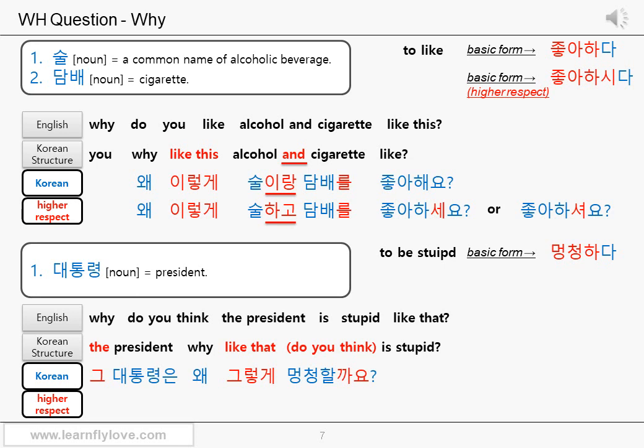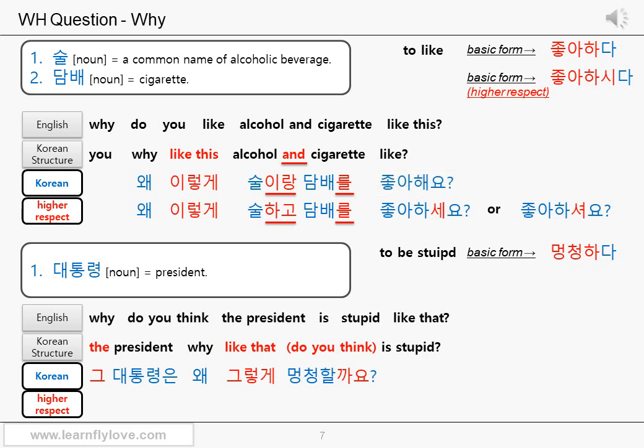술과, 술이랑, 술하고 are all fine. Cigarette. Cigarette is 담배 in Korean. We need to put the object particle 를 because alcohol and cigarette are both objects of the verb like. It's too easy, right? You need to add 를 to the last word 담배. You don't need to add 를 to 술 because 술 has another particle 이랑 already, which means the conjunction and.